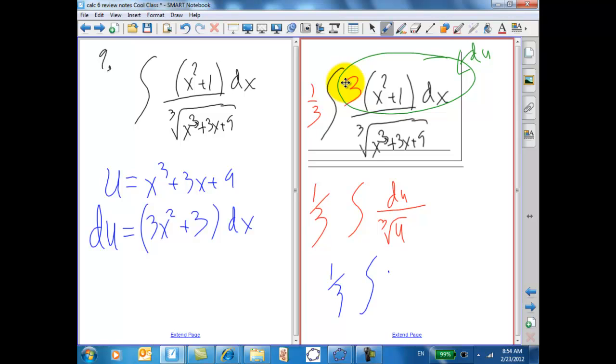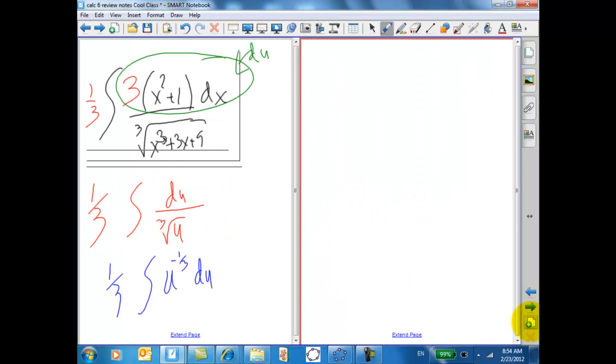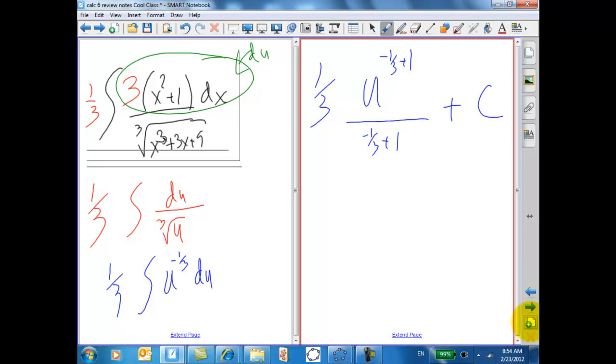Right, as a power of u now in the numerator: u to the negative 1/3 du. Because the cube root is a 1/3 power and it's at the bottom, it's at negative 1/3 power. So now you can crank it up: u to the negative 1/3 plus 1, over negative 1/3 plus 1, plus the constant of integration.